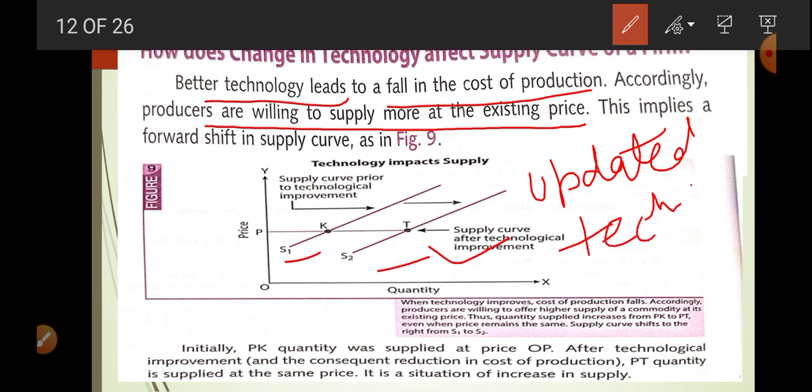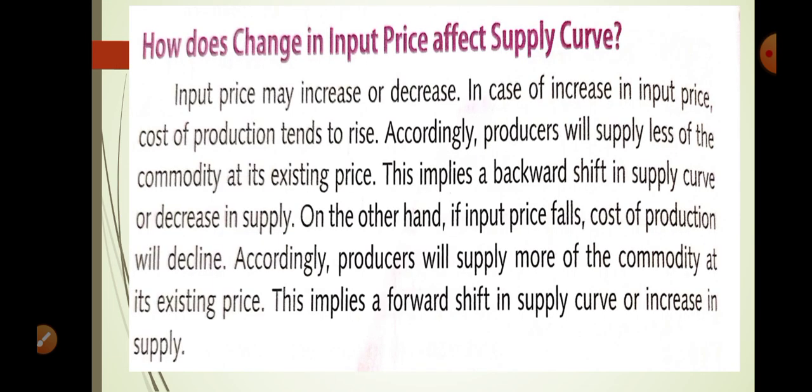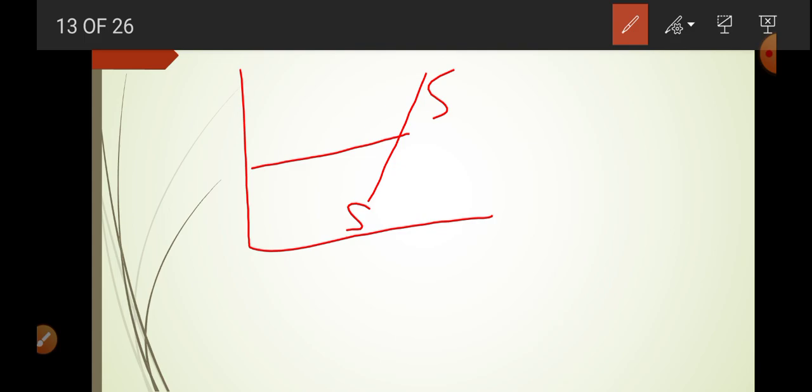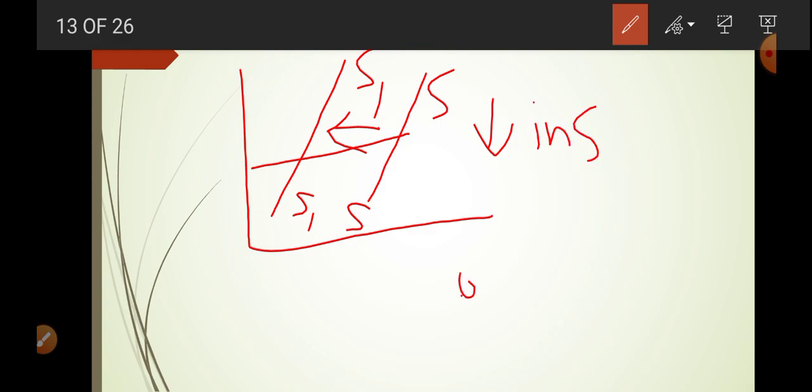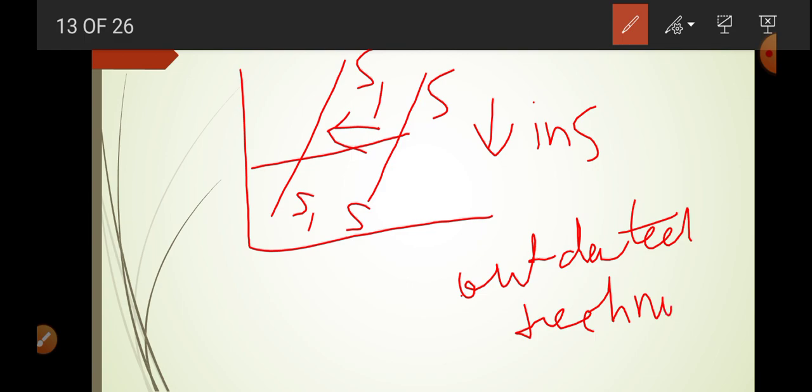When you use improved, better technology, supply increases. Now, if you are going to use outdated technology, in this case supply is going to reduce. So from S you are going to move to S1, so this will be a decrease in supply. The reason is what? Outdated technology. Okay students.